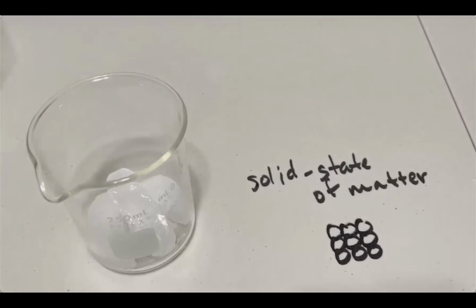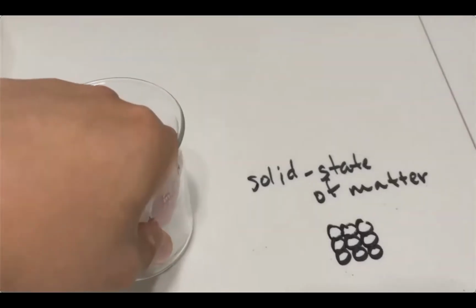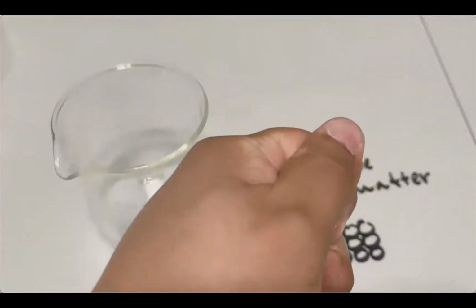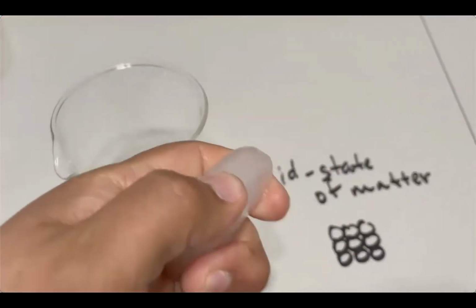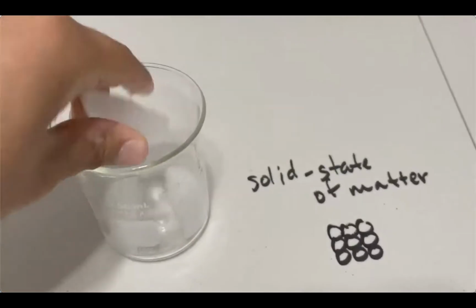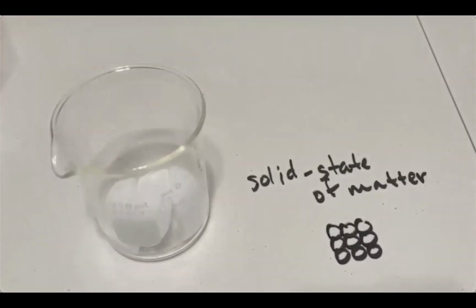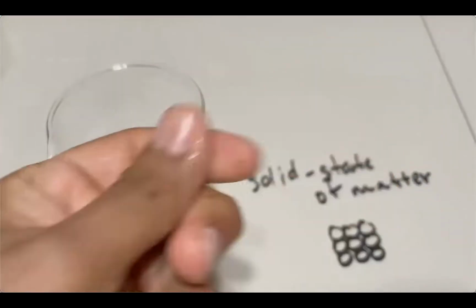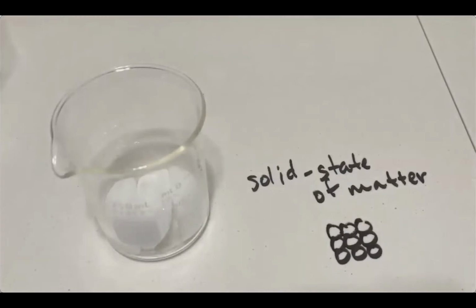Okay, solids are rigid and they cannot be compressed easily. So what does that mean? So if I were to squeeze this ice cube, it would take a lot for me to change its shape, okay? They cannot be compressed very easily. Now, as you can see, some of that solid already started becoming a liquid, and we'll discuss why in a moment.